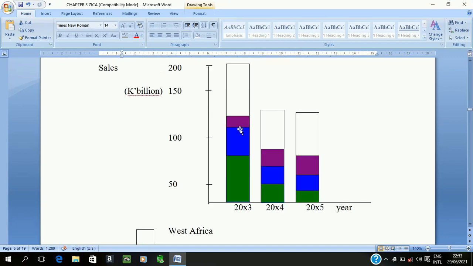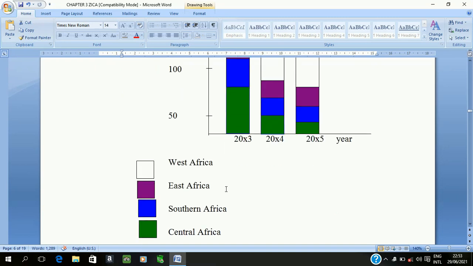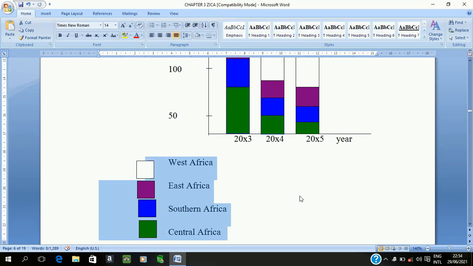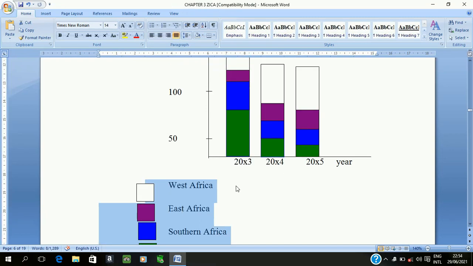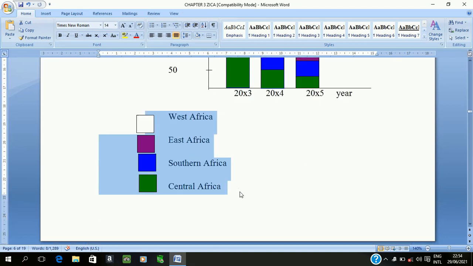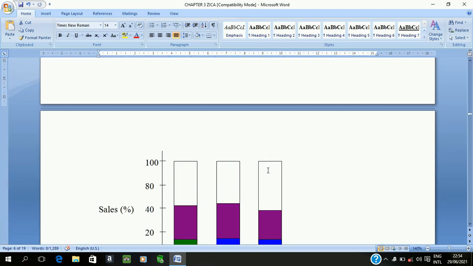What is important is when you do a component bar chart, you must have a key, something like this, to indicate what each component represents. So the white space there represents West Africa. Probably this is West Africa sales. The one that is in blue represents South Africa, and so forth and so forth.